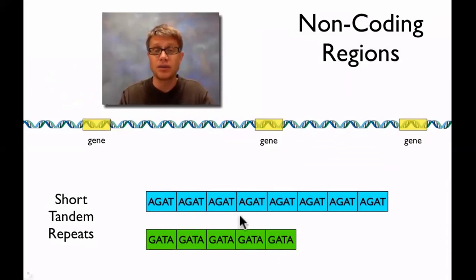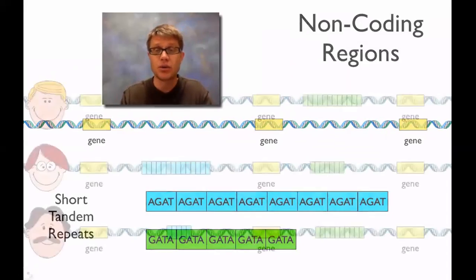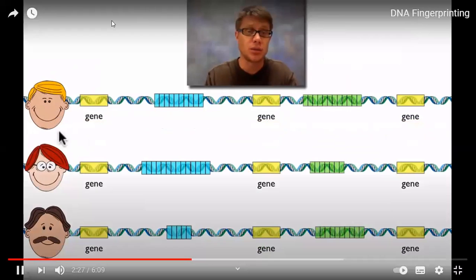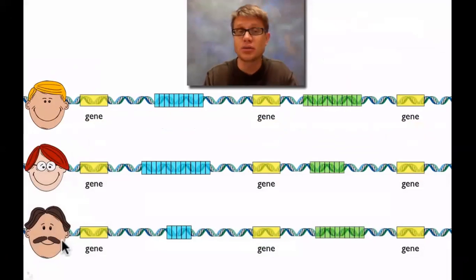You basically have letters of DNA that repeat over and over and over again. So sometimes, 50 times it repeats. And so what does that look like? Well, if we have these 3 individuals, we'll call this Mr. Blonde, Mrs. Red, and then Mr. Mustache. If we look at these 3 people, their genes are going to be the same, but these short tandem repeats are going to be different.